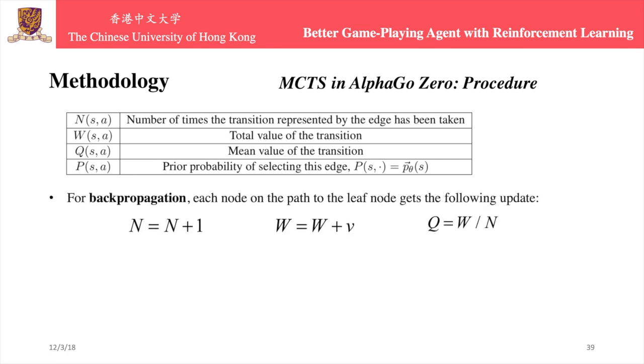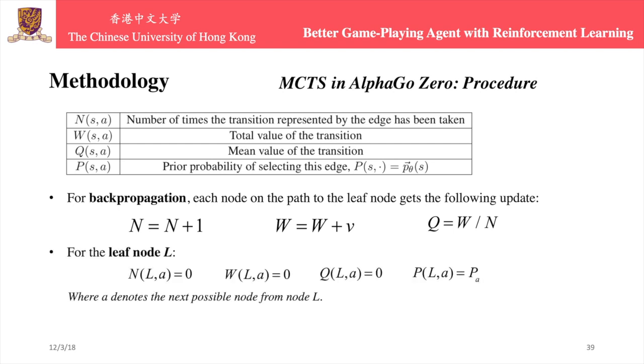For the backpropagation, each node on the path to the leaf node will get the following update. And for the leaf node, we will initialize its four parameters in this way. Remember that LA represents the edge from the node L to the next node A.